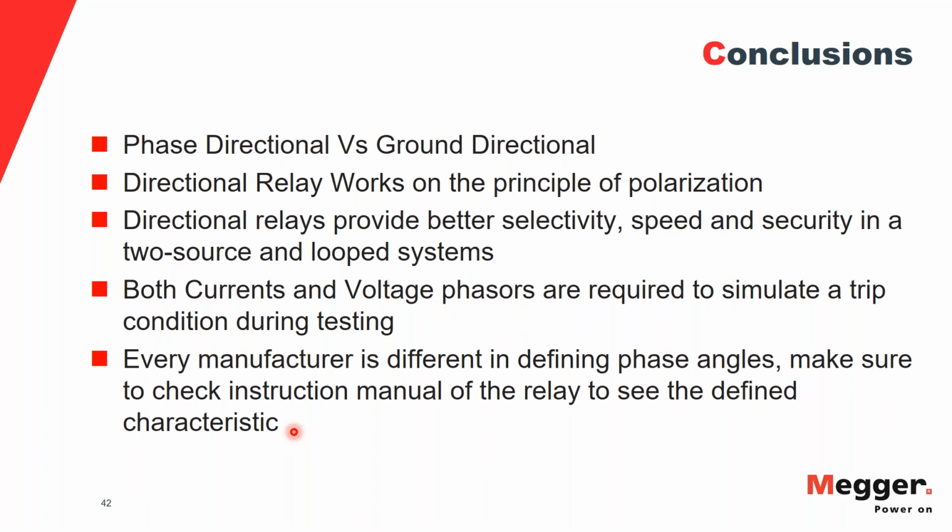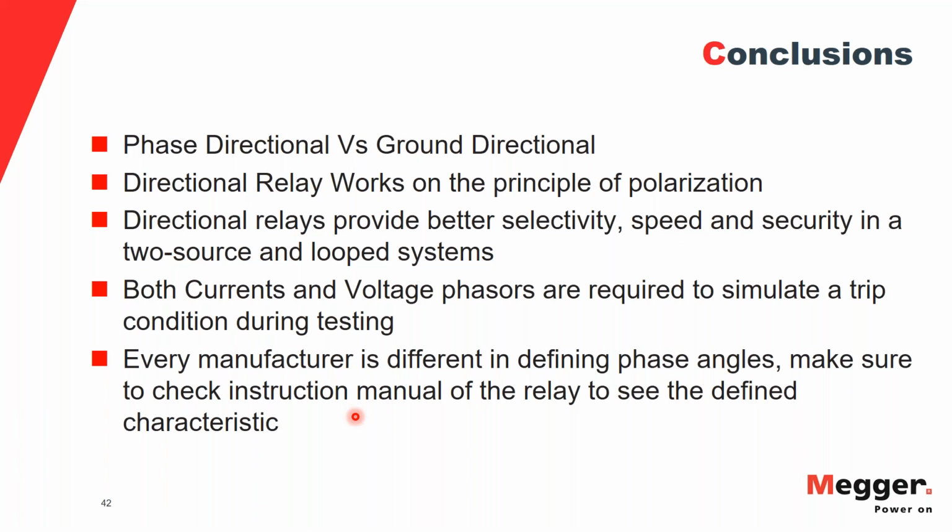So you need to have both current phasor and voltage phasor in order to simulate a trip condition during testing. And the key takeaway from this webinar should be that every relay manufacturer is different in defining their phase angles. So it's always advisable to go into the instruction manual of the relay or get in touch with a relay expert to see how the relay has defined the zero torque line, basically. So how they have defined what side of the characteristic is forward, what side is reverse.